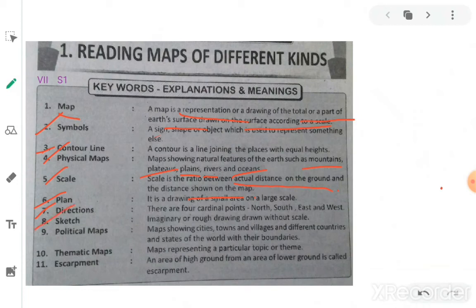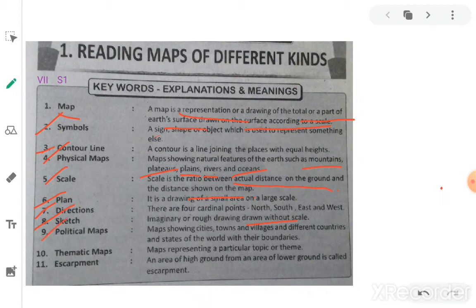Next one is sketch. An imaginary or rough drawing drawn without scale. So here, sketch and plan, these two are related to each other. Plan and sketch both are imaginary drawings that you make before constructing a building or laying a road, etc.